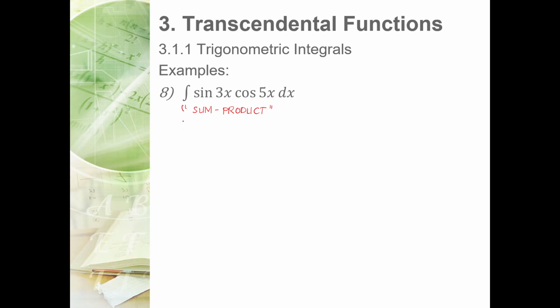Okay, so for the formula for the sum to product, or for the sum identity, we have sine A plus sine B is equivalent to 2 sine of (A plus B) all over 2, and then cosine of (A minus B) all over 2.